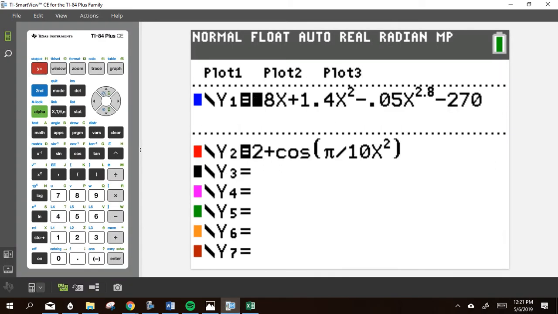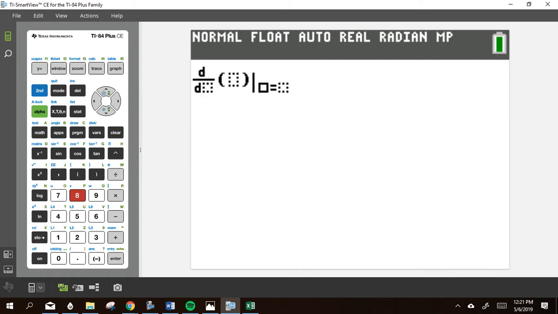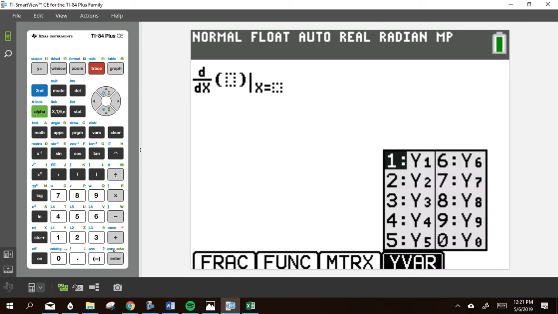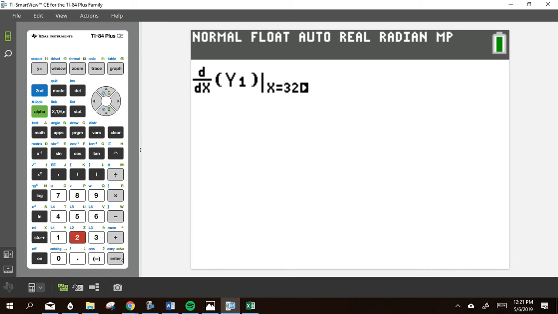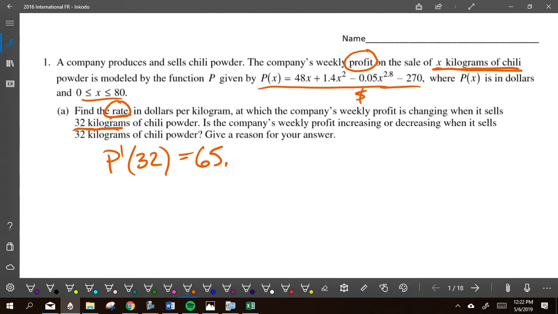So if I hit Y equals, I've already typed in that equation. All I'm going to do at this point is go Math 8. I'm taking the derivative of X, with Alpha F4 giving Y1. We are doing it at 32. I type it in, I hit enter. Boom, 65.92. That is our value, and the unit set up here was dollars per kilogram. That scored you a point, hitting Math 8 and typing that in. Questions on how I got the first part?